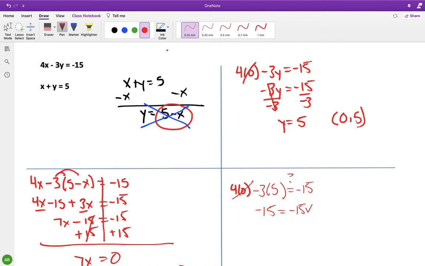That's correct. Okay, let's do the same thing for the second equation. I have x, which is 0. 0 plus y, which is 5, should equal 5. 0 plus 5 is 5. 5 equals 5. It works for both, therefore it works overall.